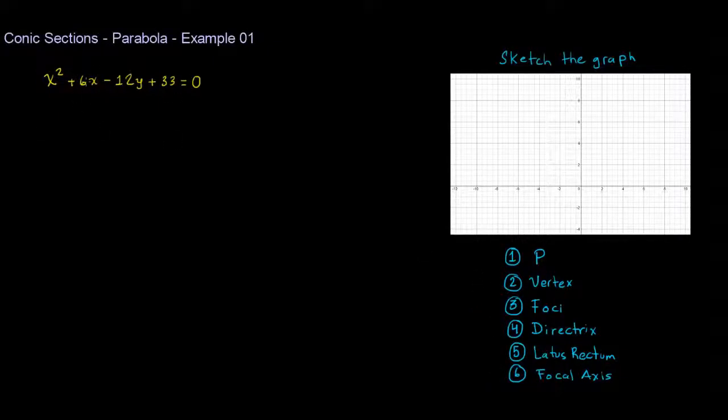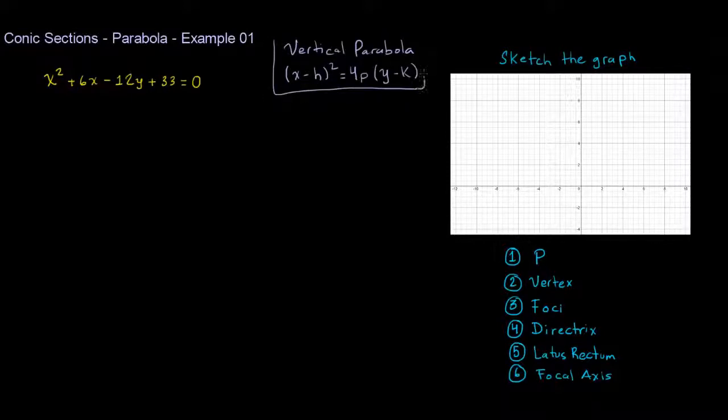The first thing we have to notice is that the x is the one that's squared. This is telling us that the parabola will be a vertical one. Knowing this, we now know that the formula we have to use is (x - h)^2, which is very ugly, I'm sorry, equal to 4 times p times (y - k). Now, starting from this reference, let's work through this expression to get to this one.